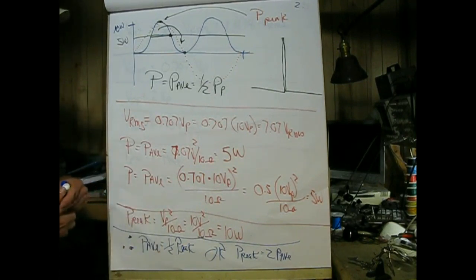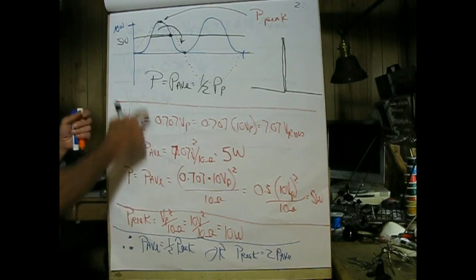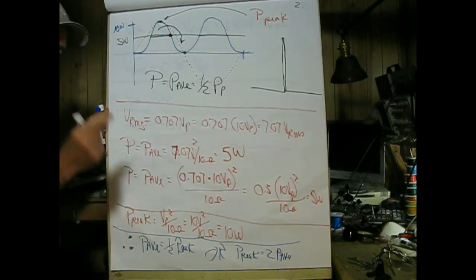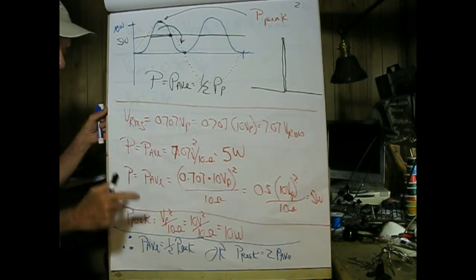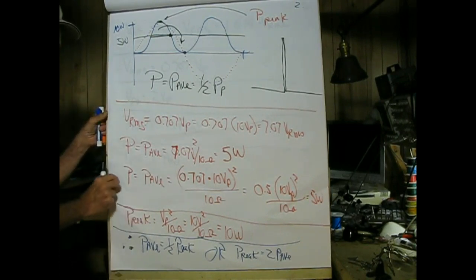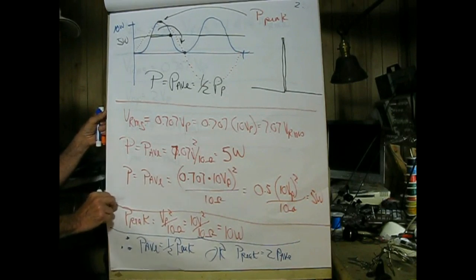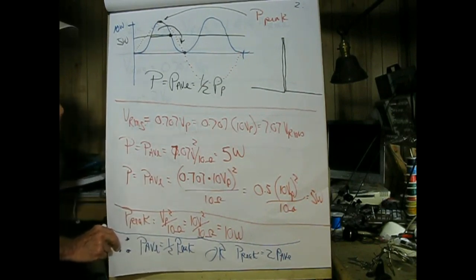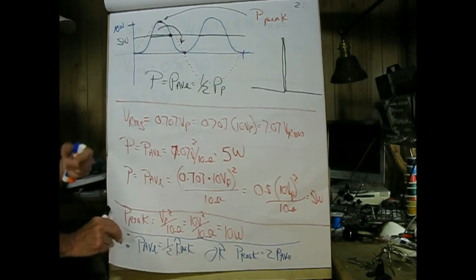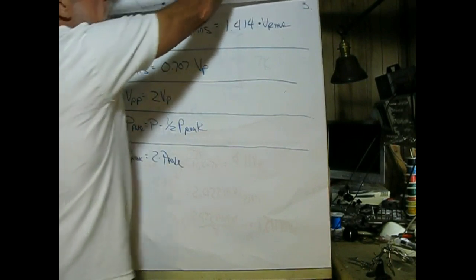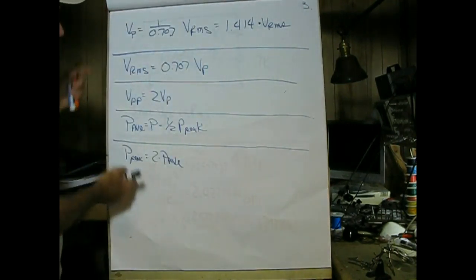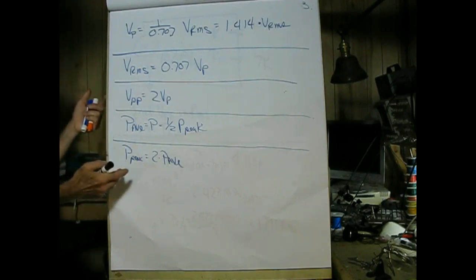So the important thing to note here is the relationship between peak and average power for sine waves. You should know that. There's no such thing as RMS power. It's average or peak. Average power is formed by RMS voltage, and peak power is formed by peak voltages. So here we see 5 equations that you really have to know.